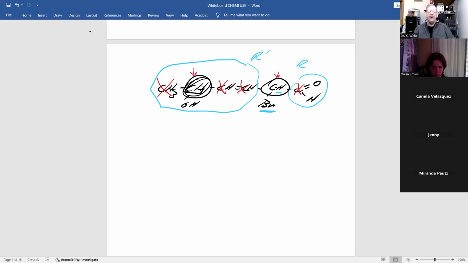So if a carbon has 2 or more hydrogens, it can't be a chiral carbon. If a carbon is in a double bond with another carbon or oxygen, it can't be chiral. It has to have 4 different atoms or 4 different groups or a combination of 4 different atoms and R groups. And that's a skill you should have.